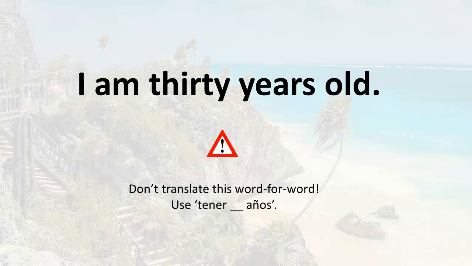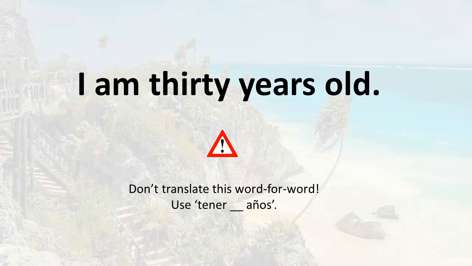So here's the question. How would you say I'm 30 years old? Remember that you have to use the tener expression. Don't be tempted to say yo soy or yo estoy. Don't say 30 here, años, and then viejo or vieja. You might be tempted to come up with something like that if you translate word for word, but of course you can't do that. You have to use the expression tener años.